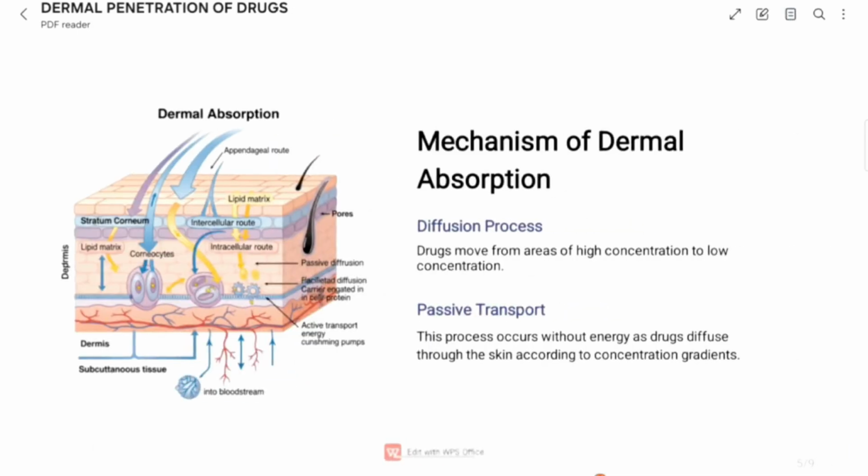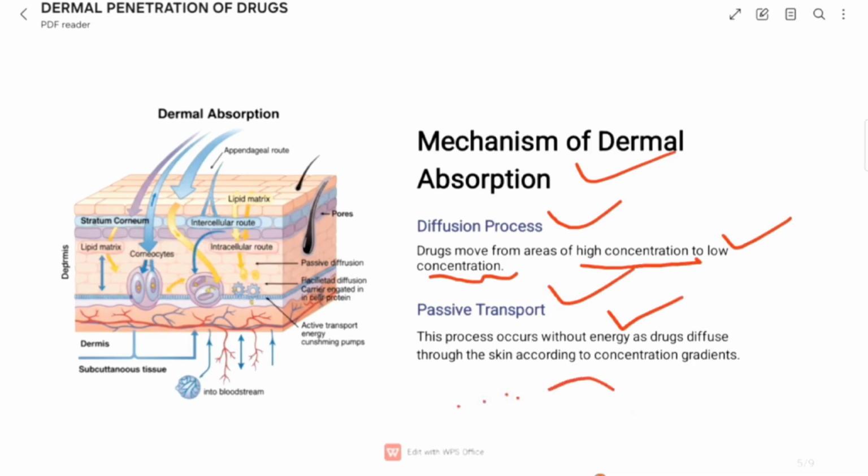Then the mechanism of dermal absorption of the drugs. It is mainly by the diffusion process. I think you know what the diffusion process means: the movement of the particles from a region of higher concentration to the region of lower concentration. That is, it is a passive transport and no energy is required. The movement of the molecules from the region of higher concentration to the region of lower concentration is due to the concentration gradient.